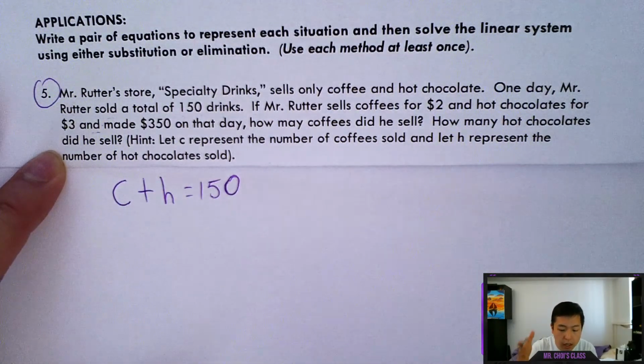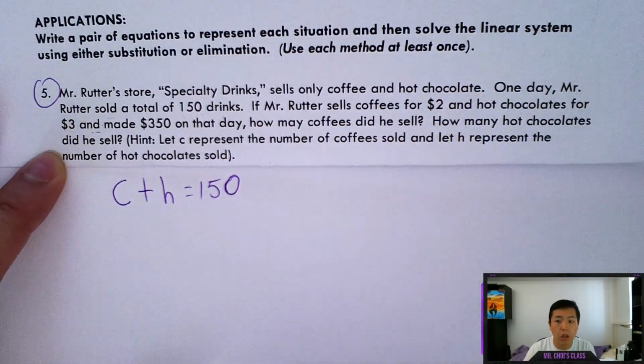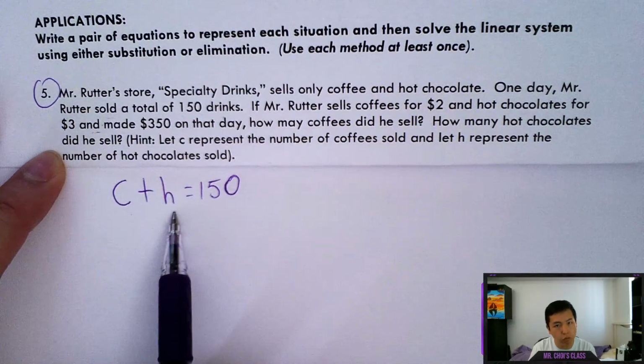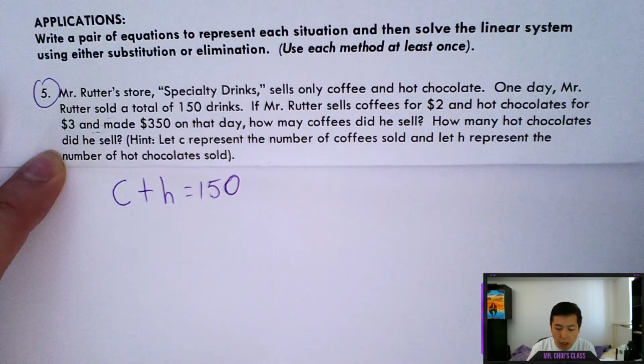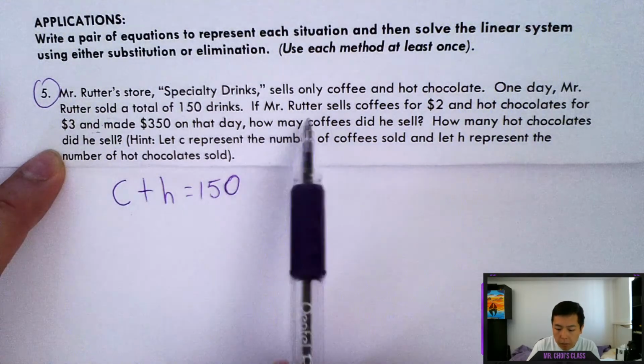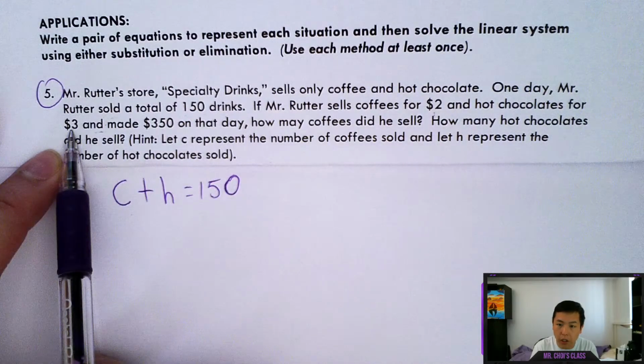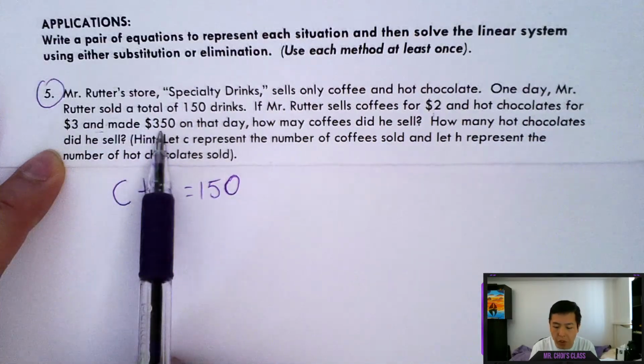That's what that second sentence tells us. When it tells us that Mr. Rudder sold 150 drinks, it must be the amount of coffee and the amount of hot chocolate. That makes sense. It's not that we know how much coffee and how much hot chocolate, but we know that's what's gonna make the 150 drinks. Coffee and hot chocolate, so C plus H. The second equation is a little more tricky. Mr. Rudder sells coffee for $2 and hot chocolates for $3, and he made a total of $350.